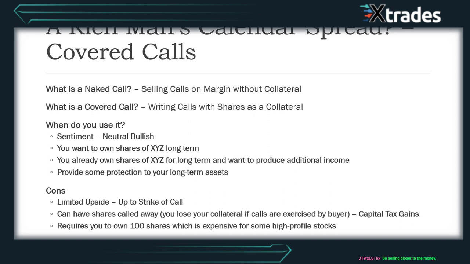Another con again is it requires you to own 100 shares, which is expensive for some high profile stocks. Amazon, for example, right? Over $3,000 per share. That means if I want to sell covered calls on Amazon, I'm going to be shelling out more than $300,000 for that position, right? And I think most people probably can't afford a position like that.